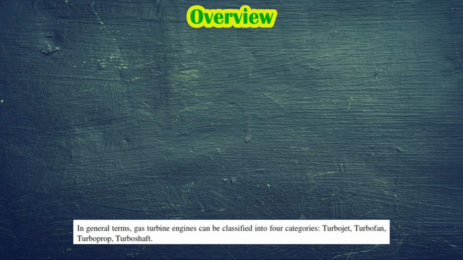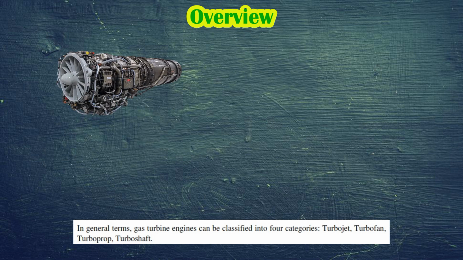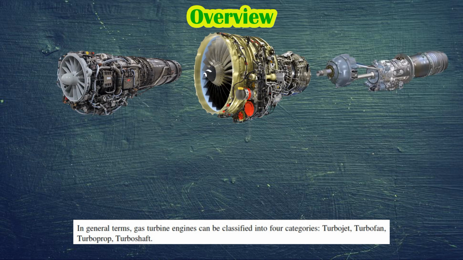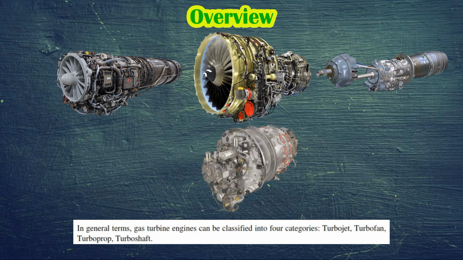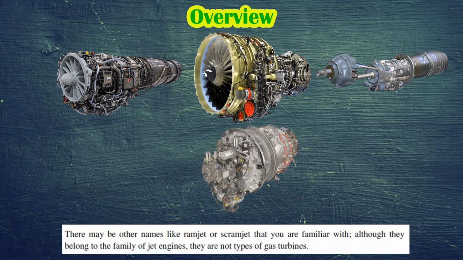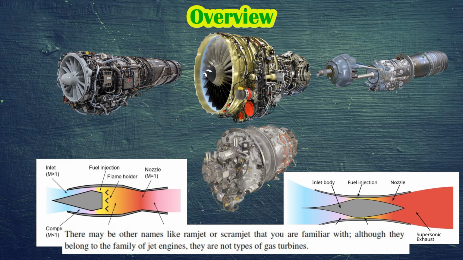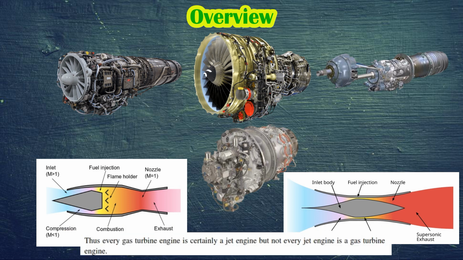In general terms, gas turbine engines can be classified into four categories: turbojet, turbofan, turboprop, turboshaft. There may be other names like ramjet or scramjet that you are familiar with. Although they belong to the family of jet engines, they are not types of gas turbines. Thus, every gas turbine engine is certainly a jet engine, but not every jet engine is a gas turbine engine.